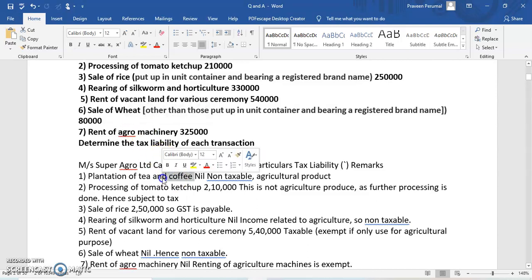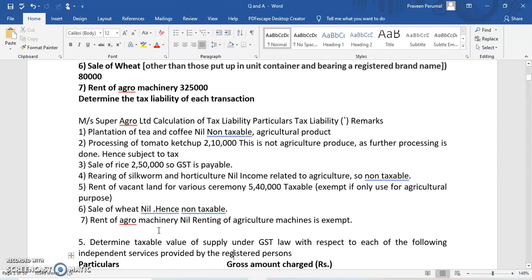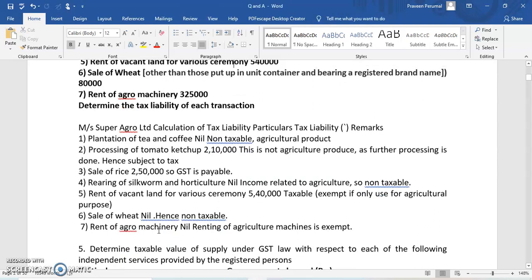So, plantation of tea and coffee, non-taxable, agriculture product. Tomato ketchup, further processing, therefore taxable. Rice is payable because of the registered brand name. Silkworm and horticulture is nil because it is agriculture. Vacant land for various ceremonies, other than agriculture purpose, is taxable. Sale of wheat is nil, not taxable. Agro machinery is nil. Renting of agriculture machinery is exempt. So, this is how the tax liability is determined.